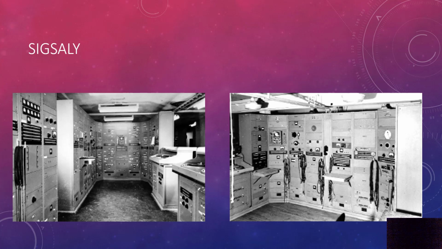The Sig Sally was one of the first reliable voice cryptographic machines to be used. This device was used during World War II, and an entire platoon had to be specially trained to use the device. The device was so complicated that it weighed near 55 tons.